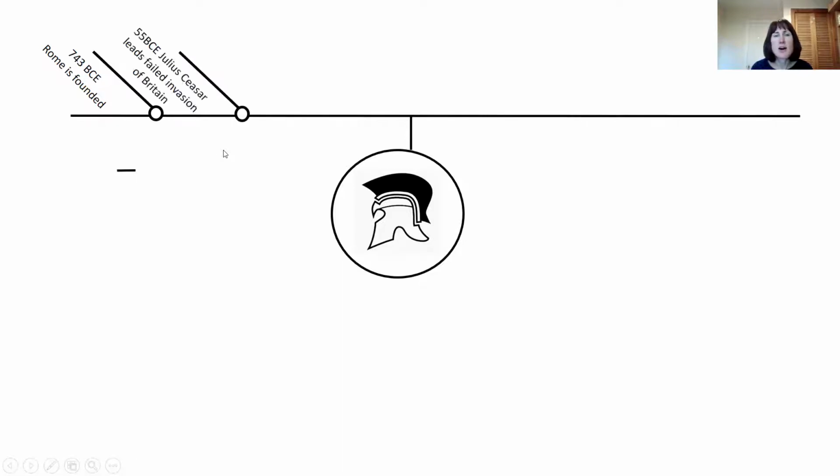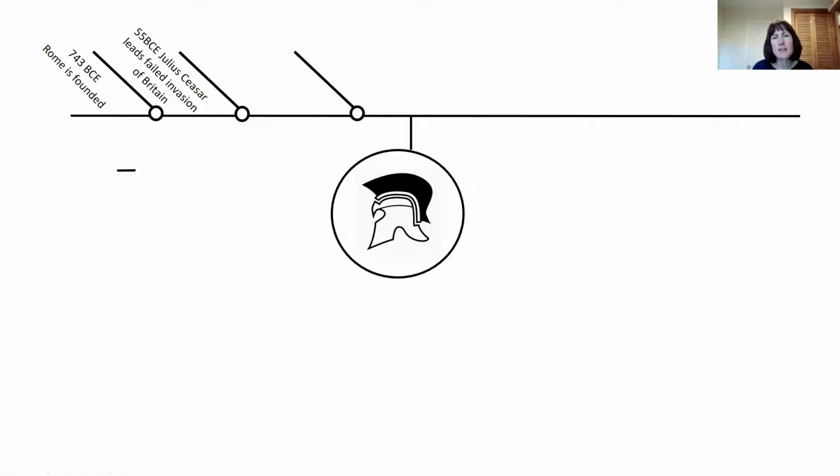Then you do the next line. Against the next line is 55 BCE. Julius Caesar leads a failed invasion of Britain. The Romans ruled over many countries, so many that it can actually be called an empire, and it was one of the most powerful empires in history. The Emperor Julius Caesar attempted to invade Britain twice, in 54 and in 55 BCE. We're going to learn about why he was unsuccessful.